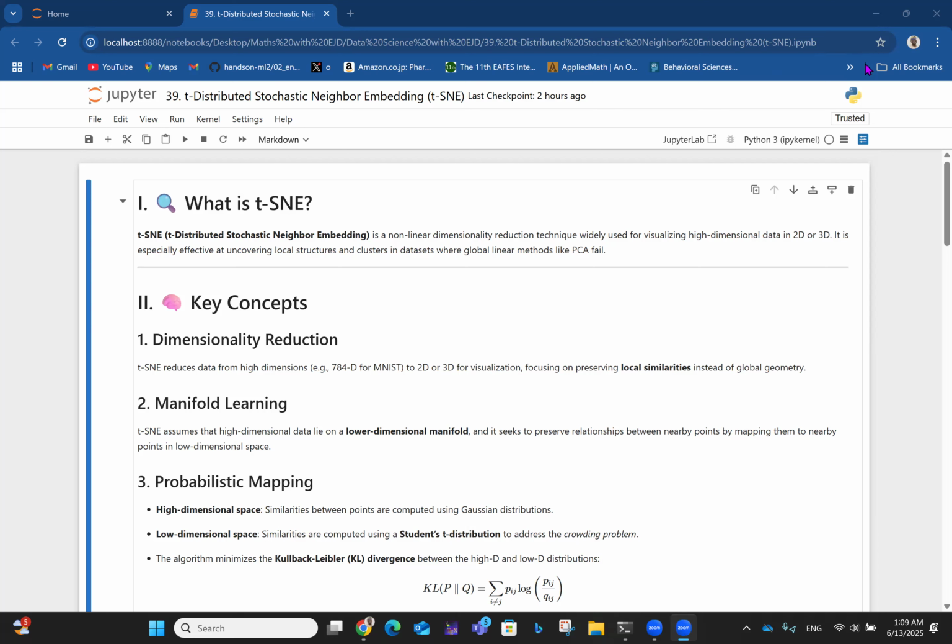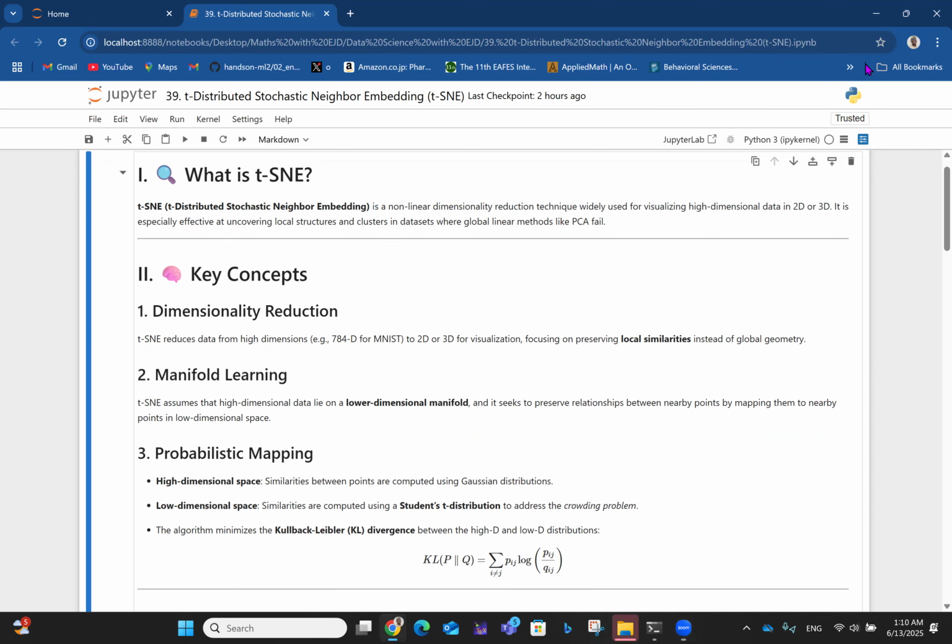That's t-SNE. So the question is, what is t-SNE, right? t-SNE, or T-distributed stochastic neighbor embedding, is a non-linear. So PCA is linear, right? But t-SNE is non-linear. It's a non-linear dimensionality reduction technique widely used for visualizing high dimensional data in 2 dimensions or 3 dimensions. It is especially effective at uncovering local structures and clusters in datasets where global linear models like PCA fail.